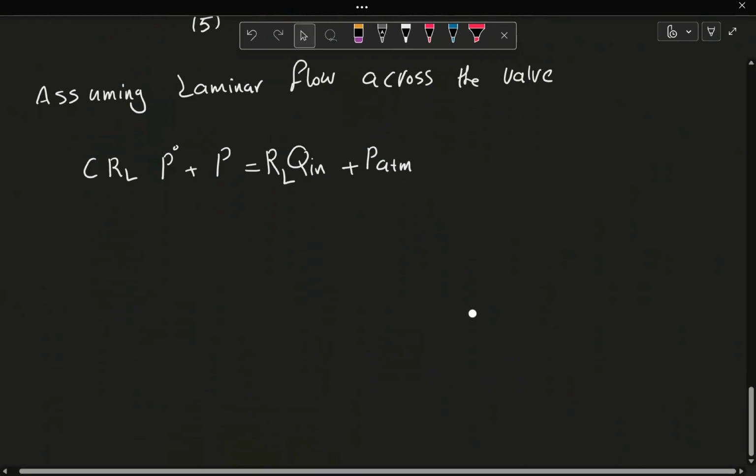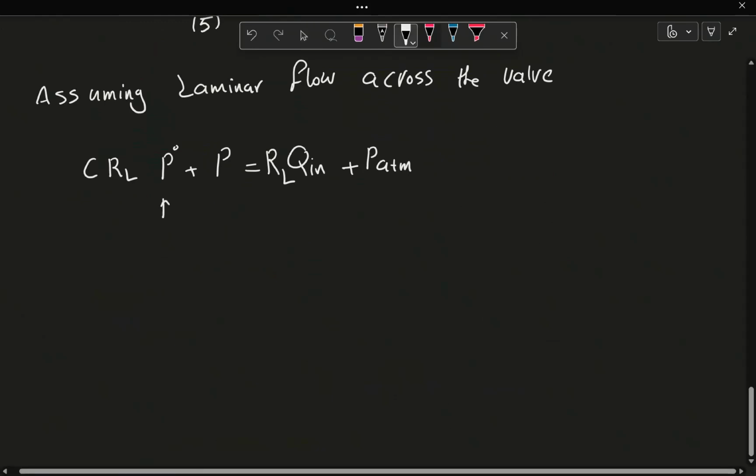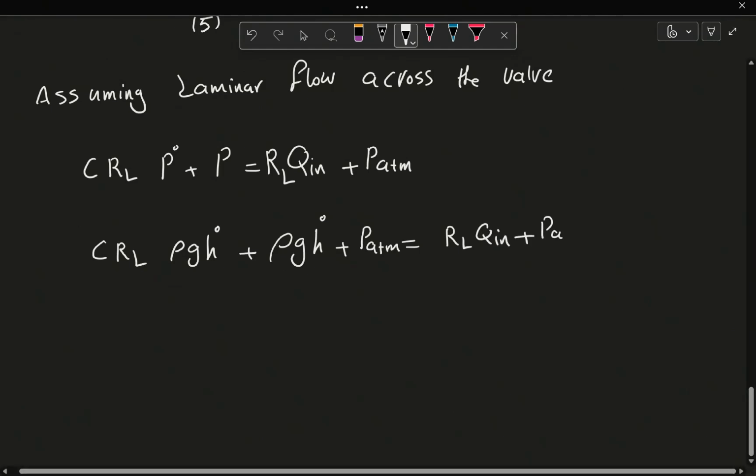So let's go ahead and substitute for P dot and P. If you substitute for P dot, it's going to be CRL. Instead of P dot, you just put rho G H dot. And instead of P, you put rho G H plus P atmosphere. This is going to be equal to RL QN plus P atmosphere.